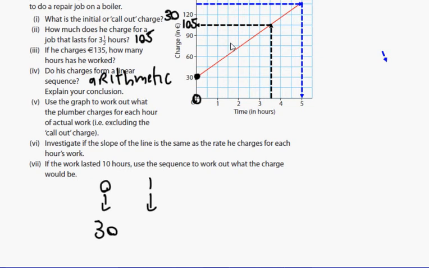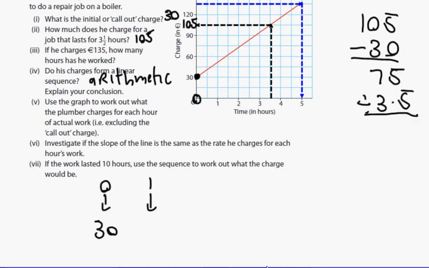1 hour. We actually haven't quite figured out what the hourly rate is, have we? Can anybody in the class tell me how you would figure out the hourly rate to make your diagram more accurate? It's very hard to pick it off. So, how much did a 3.5 hour job cost again? 105. Okay. Now remember, how much of that is not included in the hourly rate? 30. 105 minus 30 equals 75. 75 euro is how much 3.5 hours cost, isn't it? Divide 75 by 3.5 and you can find out the hourly rate.